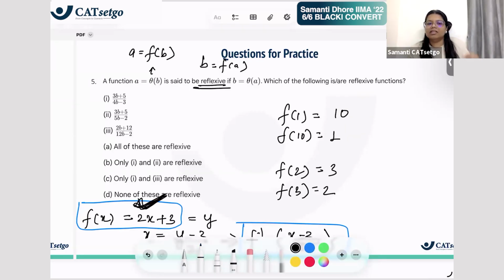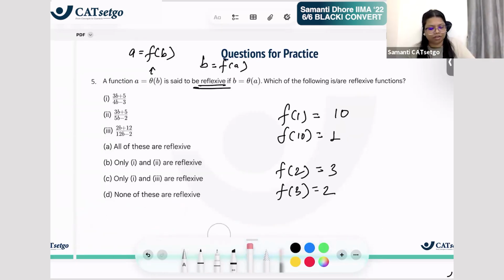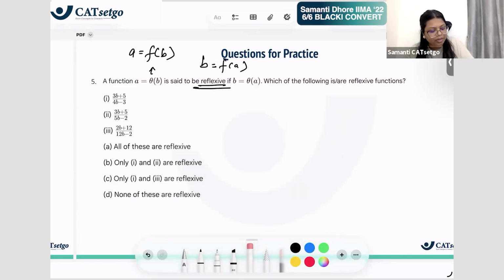ये सेम फंक्शन है 2x plus 3. इसमें लेट्स से हमने 1 डाला तो आंसर जो आ रहा है 5 आ रहा है, तो 5 डालने के बाद भी अगर आंसर 1 आया, so then I'll call it reflexive. The same function. It has nothing to do with the inverse of the function. Okay? So this is what a reflexive function will be.